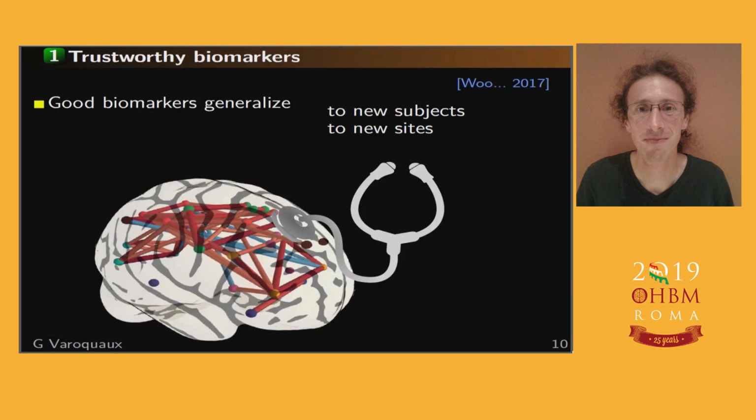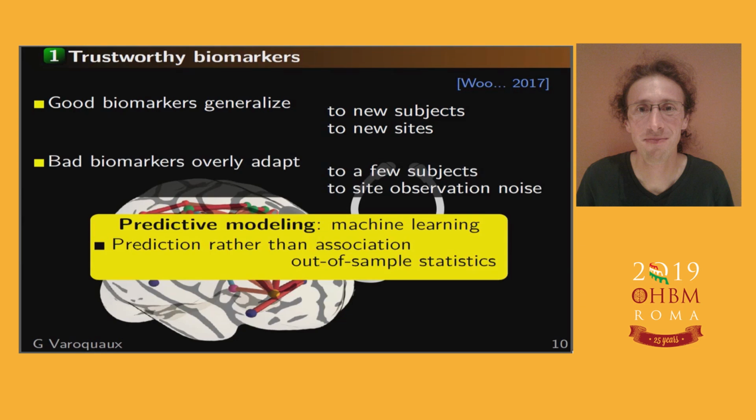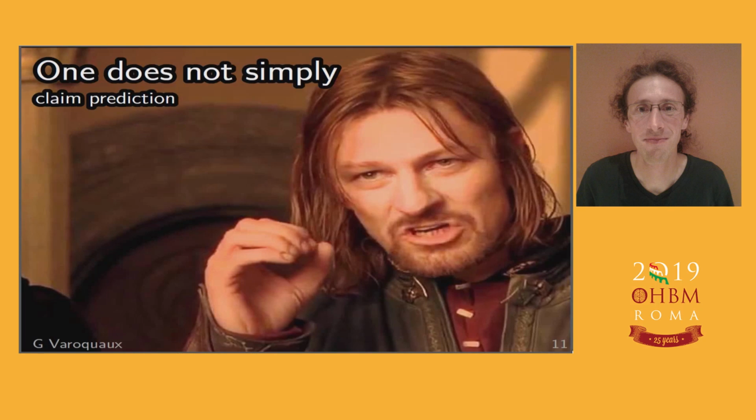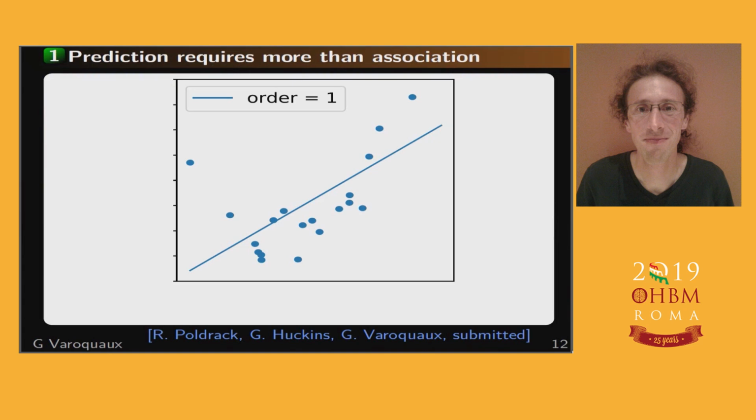So if we want trustworthy biomarkers, they need to generalize to new sites, to new subjects. Whereas bad biomarkers, on the other hand, will overly adapt to few subjects or to site-specific observation noise. So this is a typical problem of predictive modeling. In other words, machine learning. So we need to focus on prediction rather than association, on out-of-sample statistics. And one does not simply claim prediction. One has to show it, and prediction requires more than association. So here I'm just looking at model fit, and I can fit a line in this bunch of points.